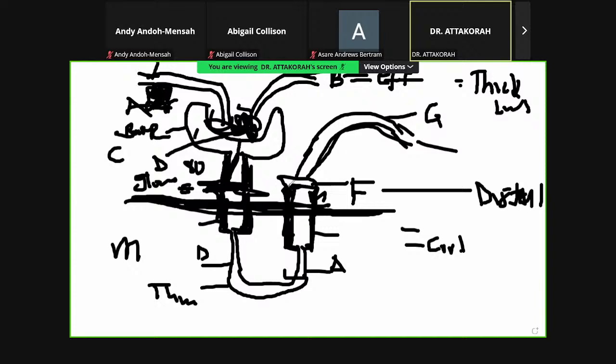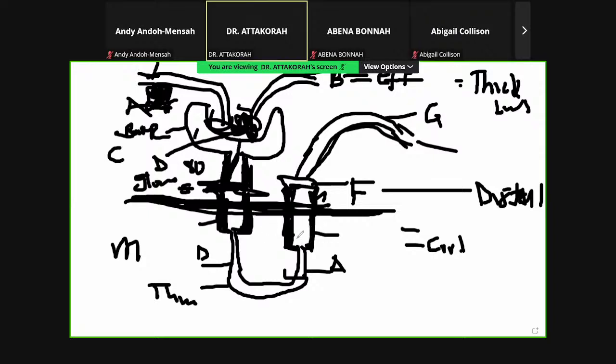So back to my question. Why do we have this thick loop down here? What is the essence? Under normal circumstances, we shouldn't have this thick loop here. What is the thick loop doing here, below the corticomedullary junction? What is the essence of having this thick loop down here? Who can help me?